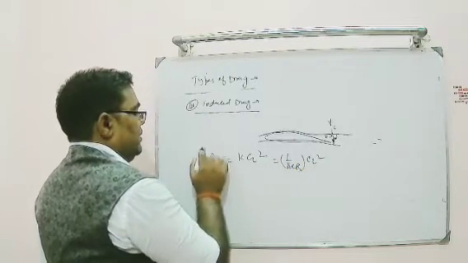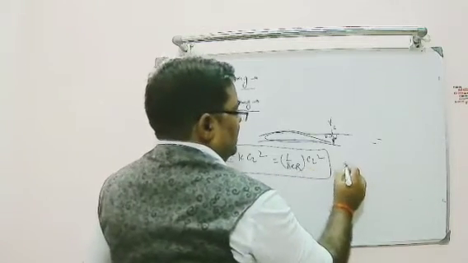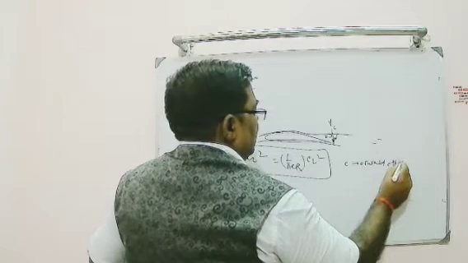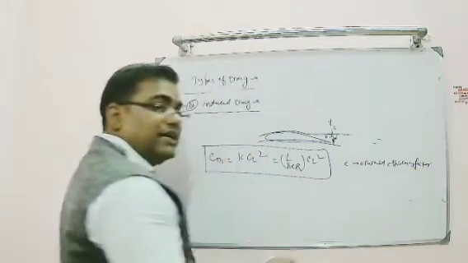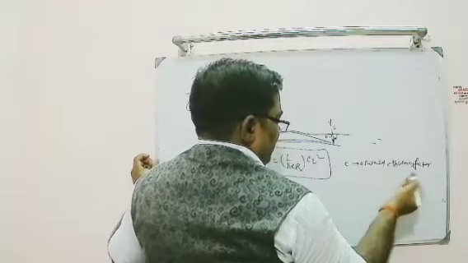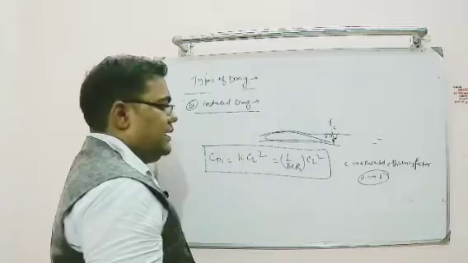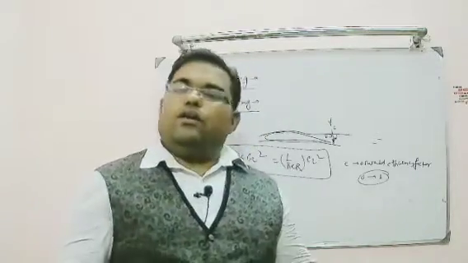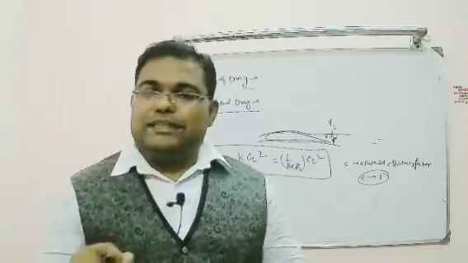So CL square upon pi ER is known as induced drag, where E is known as Oswald efficiency factor or wing efficiency factor, and this has a very narrow range. Usually it will be between 0 and 1. So any value between 0 and 1 we consider as Oswald efficiency factor. For most wings it is 0.9 or 1. Usually we consider 1 always. And R is known as aspect ratio.